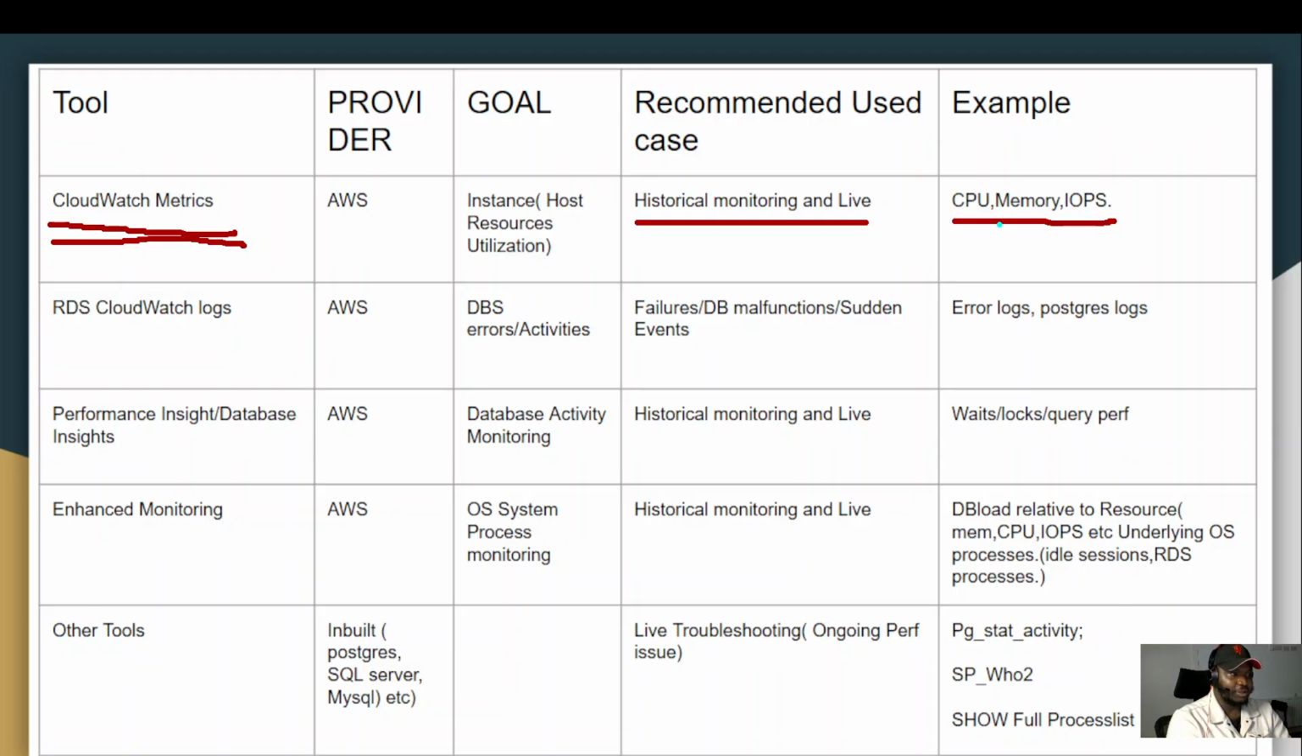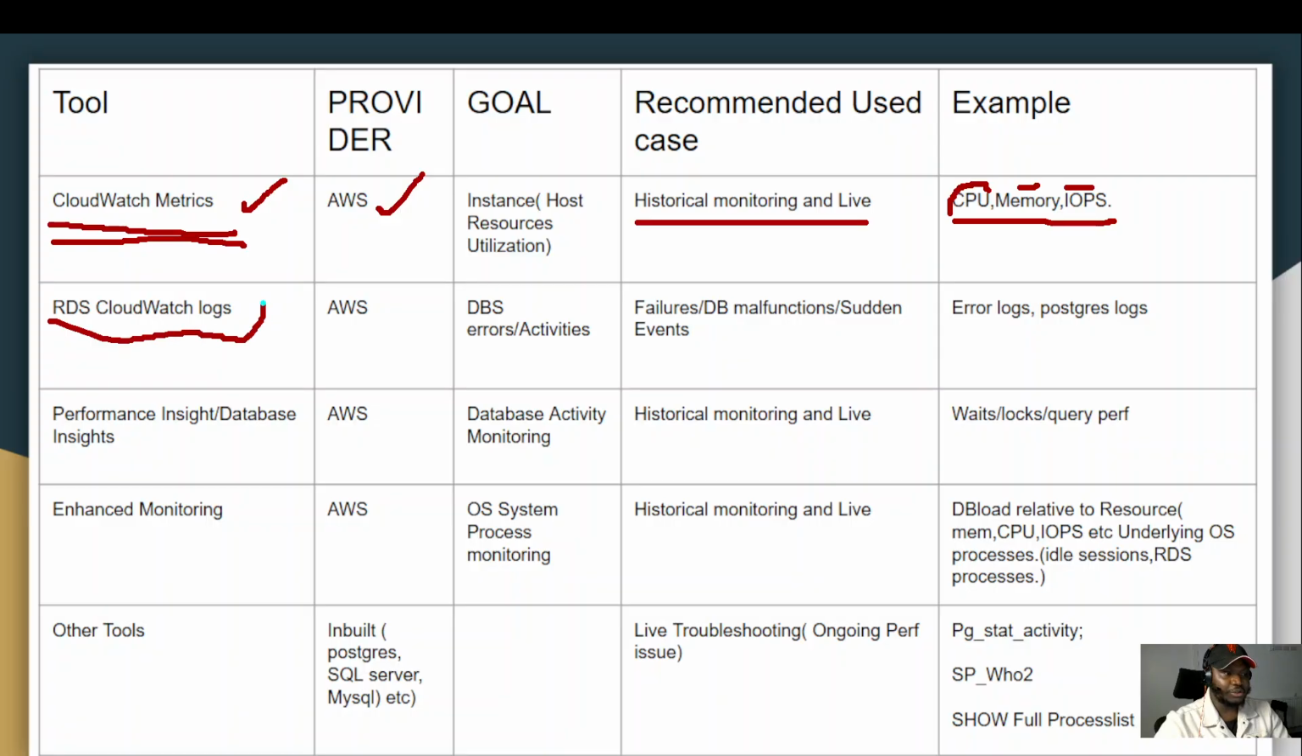Why is it important? Because your RDS instance has a host. That host is an EC2 instance. That EC2 instance has its CPU, it has memory, it has IOPS, and so on and so forth, right? So the reason CloudWatch metrics are good is to monitor what we call instance resource utilization. So if you want to capture anything about CPU, anything about IO, anything about storage, I recommend you use CloudWatch Metrics, okay? And it's provided by AWS.